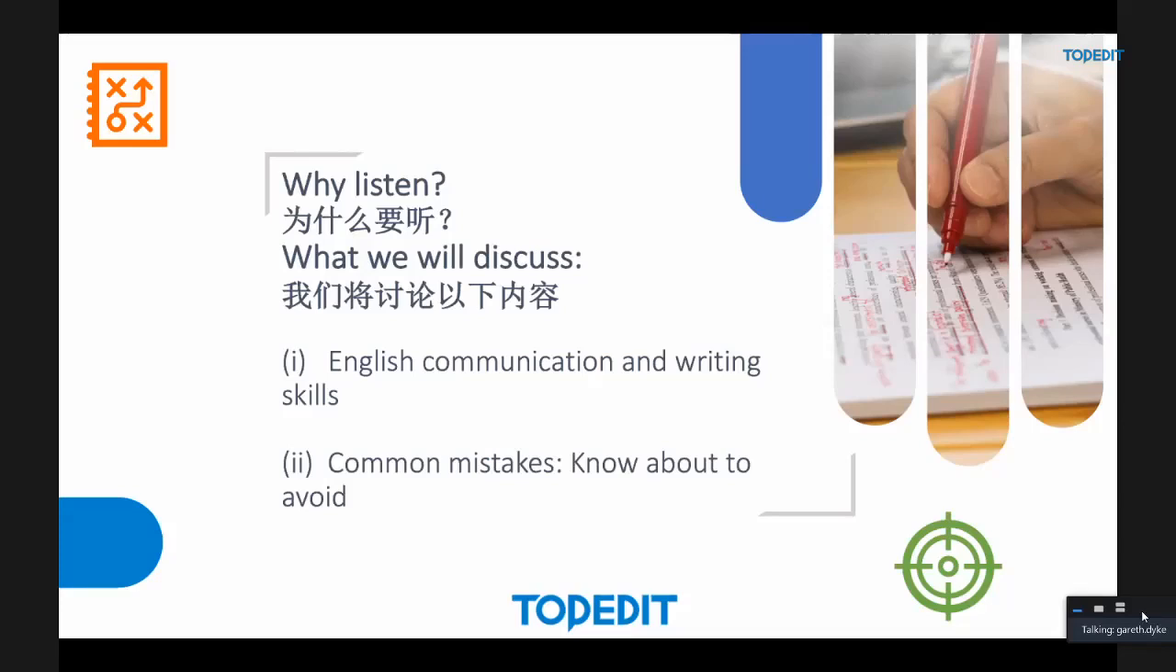So this evening, we're going to share with you some of the mistakes in English communication and writing that people often make in our experience. To start with, we're also going to talk about effective English communication and how you can enhance and develop your writing skills in English, which I know is difficult. English is difficult to write in, especially if English is not your first language. So we appreciate that. We are here to help.